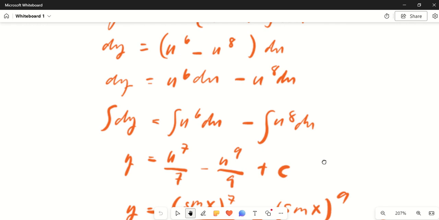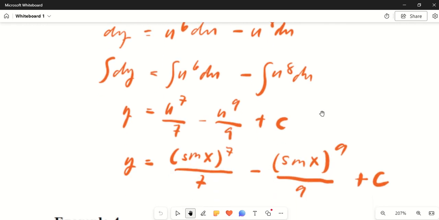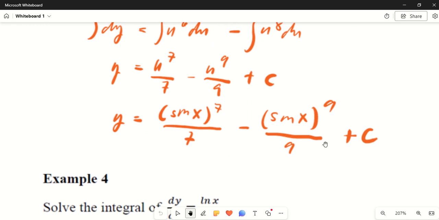Then you replace your u with the original expression. Please bear in mind that we substituted your u in this example with sine x. So therefore, your final answer will then be y is equal to sine x raised to the 7th power all over 7 minus sine x raised to the 9th power over 9 plus the arbitrary constant. So that will be your final answer.